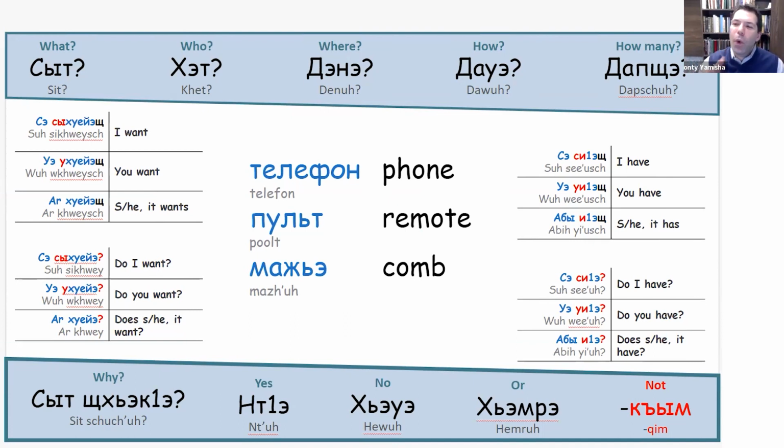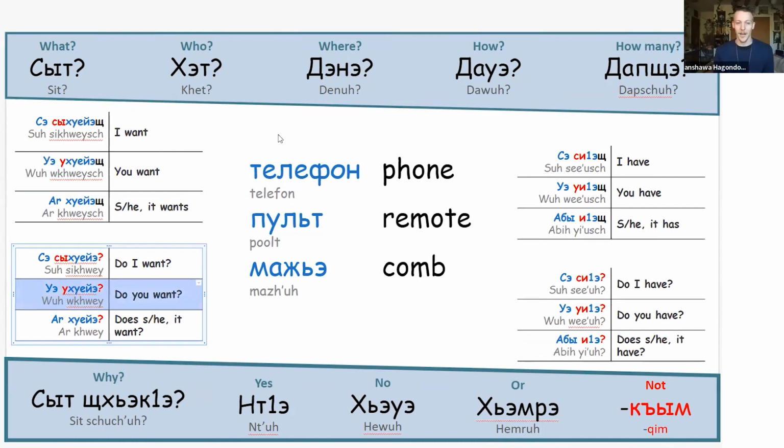Okay. So, I'm telling you, you have a remote control. Oh, do I want a remote? I don't know. You can say I don't know. How would you say I don't know if I want the remote?